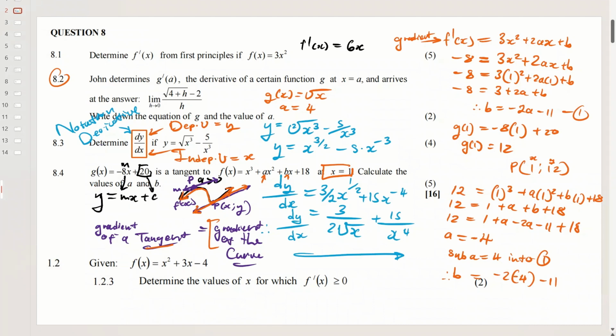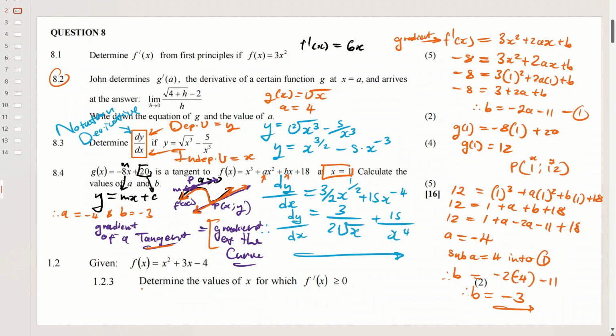And A will also have negative 4. And then therefore B will give us just negative 3. You have 8 minus 11, that's negative 3. 8, 9, 10, 11. That's negative 3 there. So you can see A is equal to negative 4 and B is negative 3. So that's it, guys.